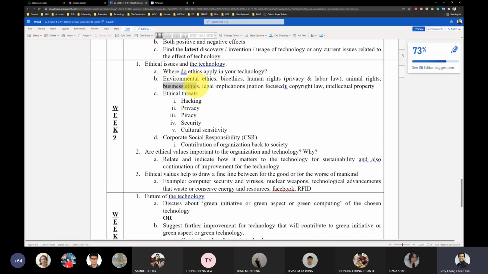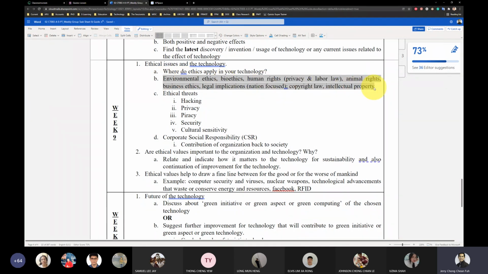Are there business ethics? Are there legal implications? Some can be nationally focused. Certain countries would apply. So are there copyright laws? Are there intellectual property laws that are in place as well? Yeah, so evaluate across to see if any of this applies in your technology.